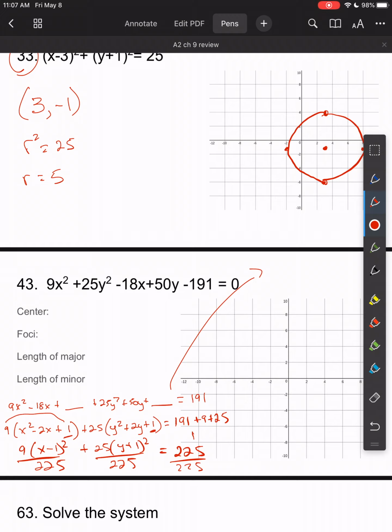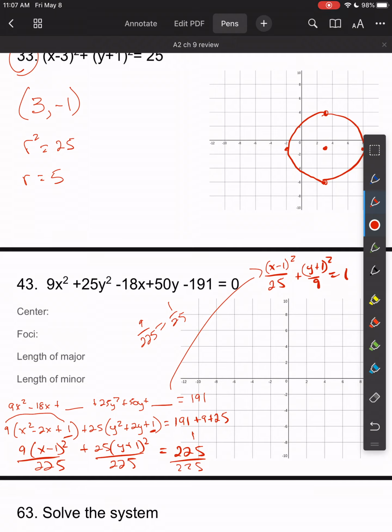So my final answer is going to be 9 goes into 225. Simplify the fraction. I think you get x minus 1 squared, and then 225 divided by 9 is 25. I just simplified the fraction, right? 9 over 225 is equal to 1 over 25, and so that's why that does that. And then the other one, 25 goes into 225 9 times. And this would be y plus 1 squared is equal to 1.